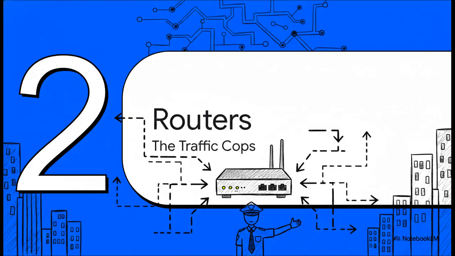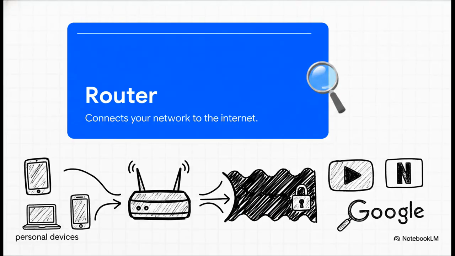Moving on to section 2. Routers, the traffic cops. Let's zoom in on the first major piece of hardware in our digital city. So, by definition, a router connects your home or business network directly to the broader internet. It sits right there between your personal devices and the outside world. It's the ultimate gatekeeper. And let's be super clear about what that actually means. Without this specific device doing its job, your gadgets have zero outside access. I mean, no Netflix, no Google, and absolutely no YouTube.